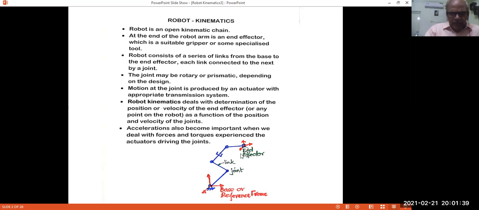And in kinematics, we'll be mainly interested in finding the position, orientation, and velocity of the end effector, or it could be any point on the robot arm. But accelerations will be useful mainly for finding out the joint torques or the forces to be exerted by the actuators. And in these lessons, we'll not worry too much about these accelerations.